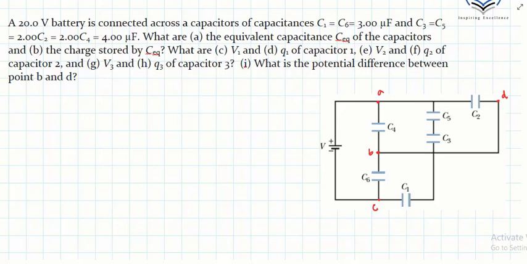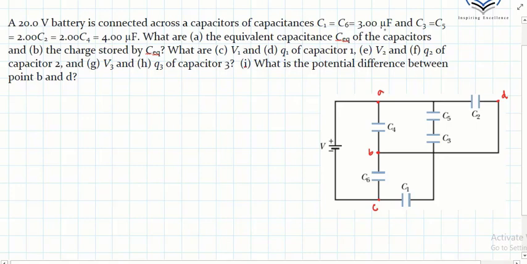Hi everyone, this is a circuit. It's a combination of series and parallel capacitors. In this circuit, they ask you to find different parameters: what would be the equivalent capacitance across points A and C, and what would be the charge, the individual voltage and the charge of each capacitor. So they give you that information.